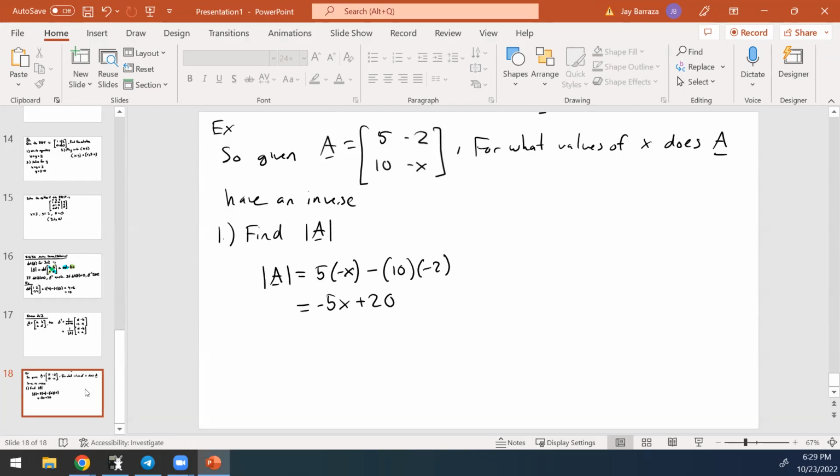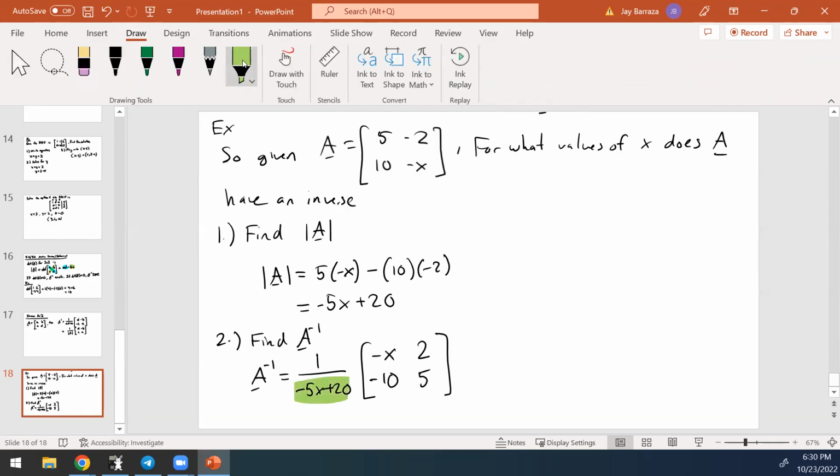Step 2, find A inverse. So A inverse is equal to 1 over negative 5x plus 20. And then I'm going to swap the 5 and the negative x. So those are swapped. And then this becomes positive 2. This becomes negative 10. And so the only issue that's going to happen is this right here. This cannot be equal to 0. So negative 5x plus 10, wrong number, 20 cannot be equal to 0.